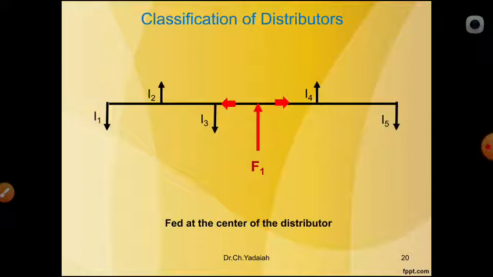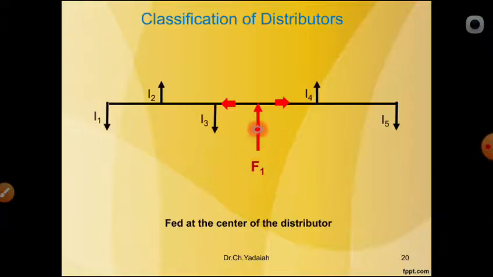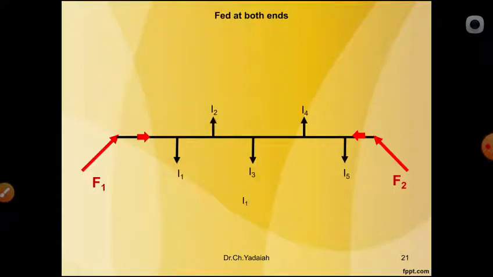Now next is the fed from the center. The name itself is center. Here also you can see the center. What will happen? It is giving the supply here, and it is going to supply in this direction and in that direction. Then automatically all the service lines will take the electrical energy. So this is the fed from center. Next, another is the fed at both ends.